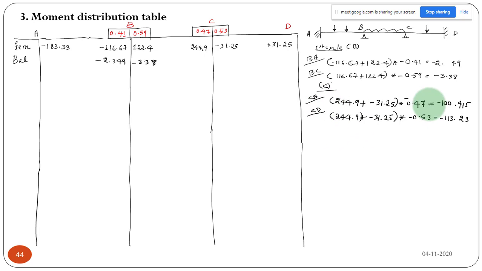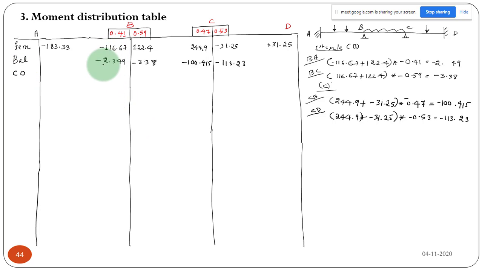So for CB, you have to write the value minus 100.415. Don't miss any negative sign in any step. If you miss some sign, you will find the answer will be wrong, so be careful. Now this joint is balanced, and this joint is also balanced right now, but we have to do the next step, that is the carryover.